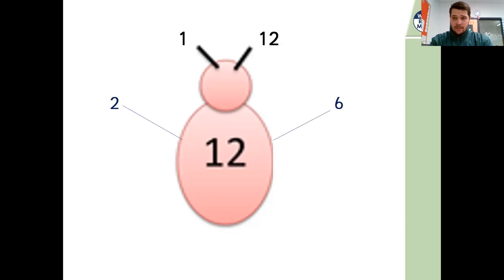Another factor pair that I have is 2 and 6. 2, 4, 6, 8, 10, 12. 2 times 6 equals 12. So 2 and 6 are a factor pair. Can you think about what my last factor pair could be? Is it my 5s? Is it my 3s?